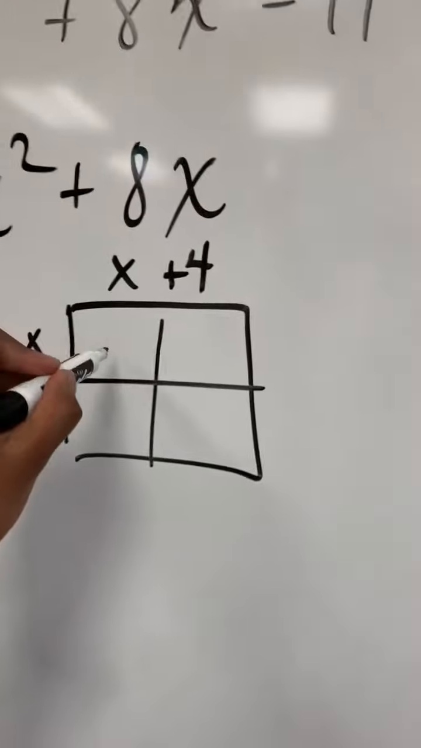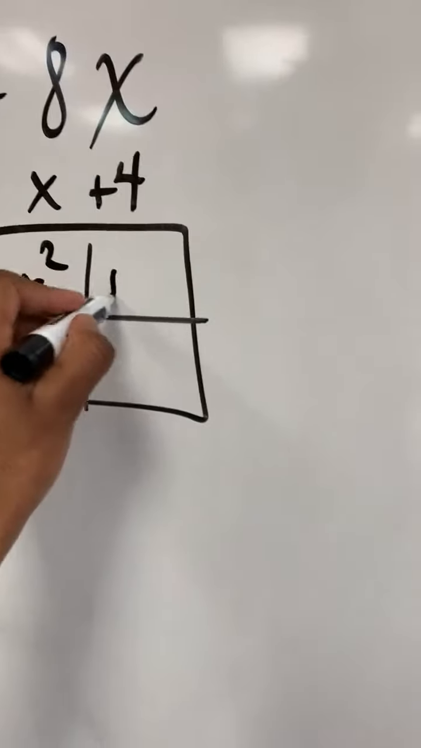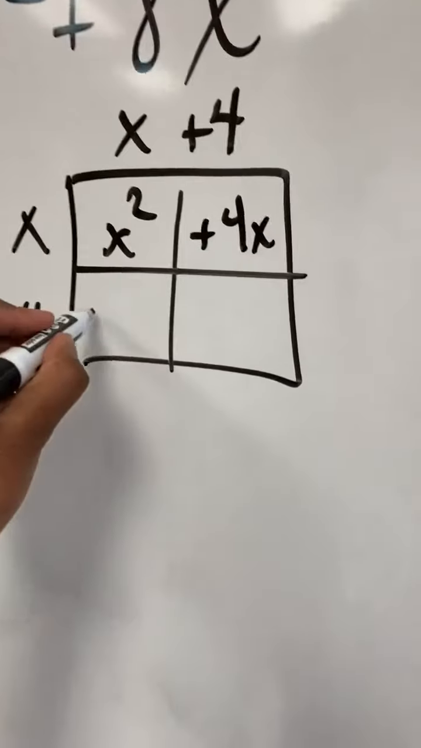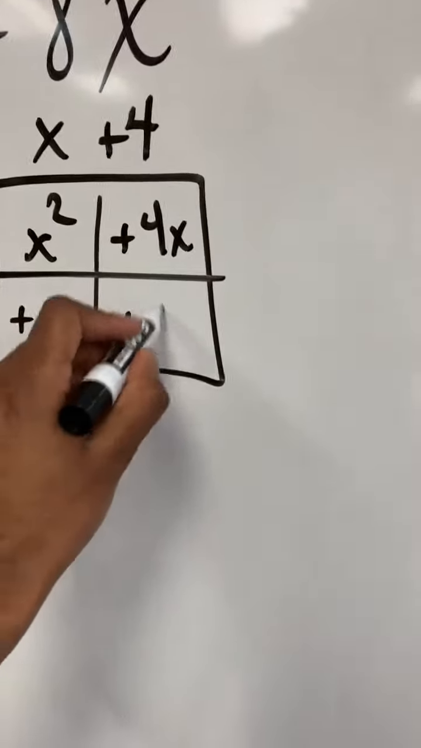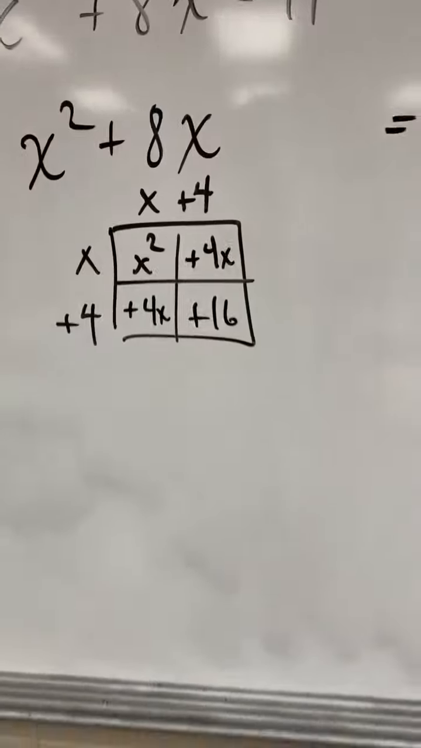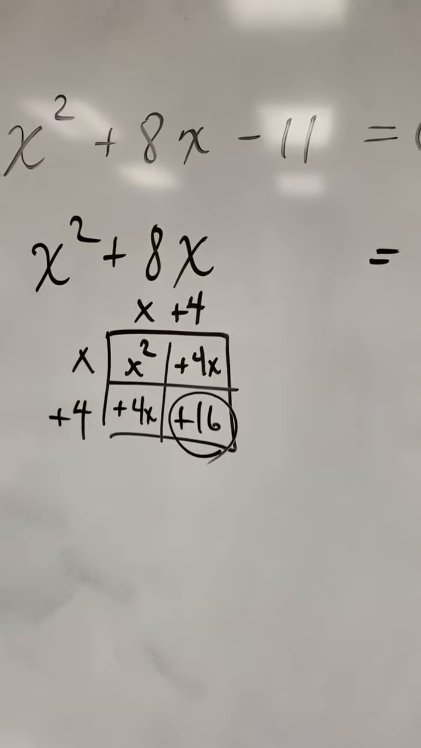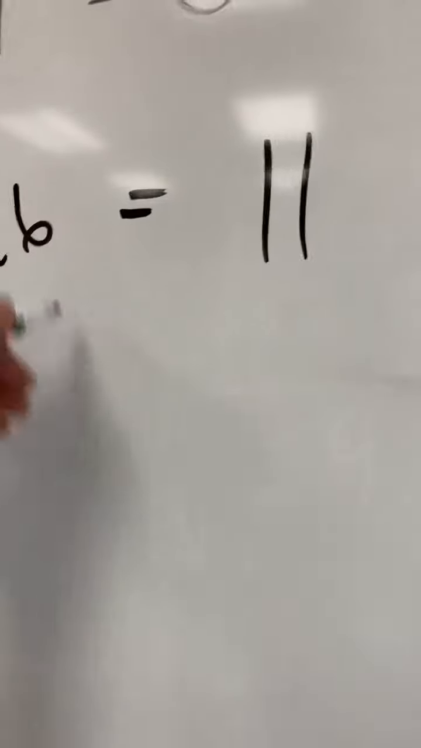So let's think about it. We got x to the second power. I multiply again, I get a positive 4x. I multiply for this one, I get a positive 4x. That times that is a plus 16. I completed my square with the plus 16. So that means up here, I can do plus 16 and I can do plus 16 again.